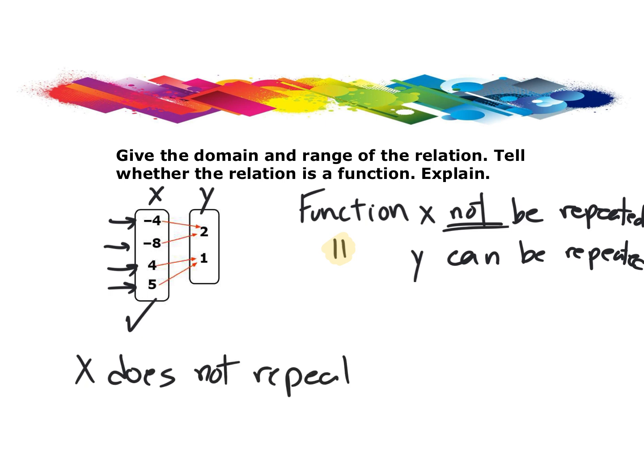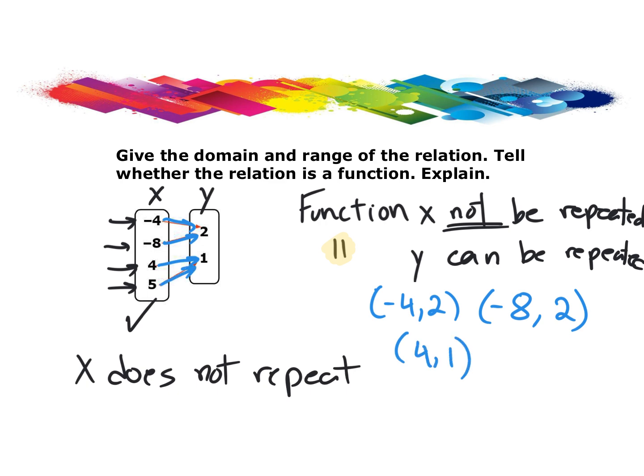Now, there was a question about the red arrows. All that means is that's the order pair. So if you go from -4 to 2, you get your order pair of -4, 2. -8 to -2, you get an order pair of -8, -2. From 4 to 1, we get 4, 1. And then the last red arrow is 5, 1.